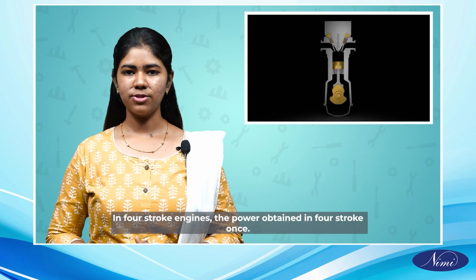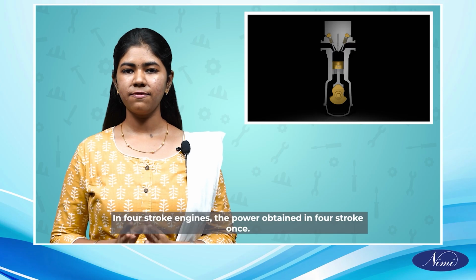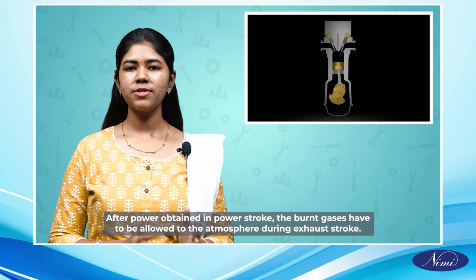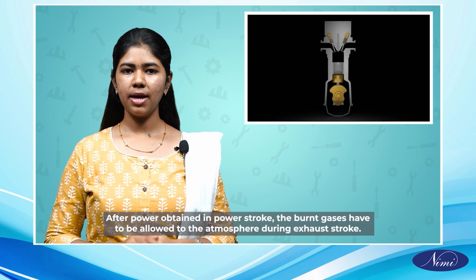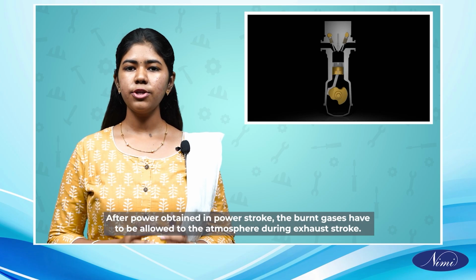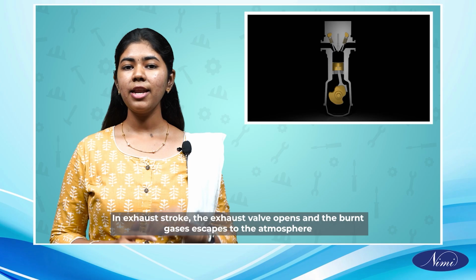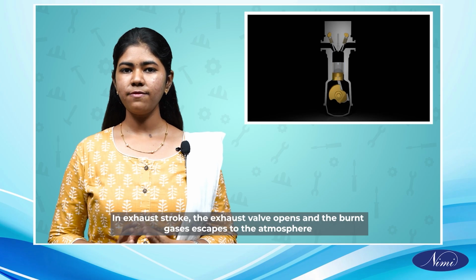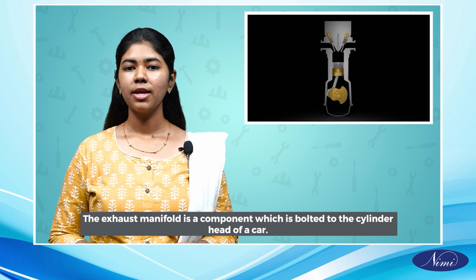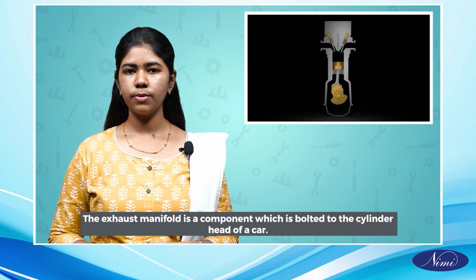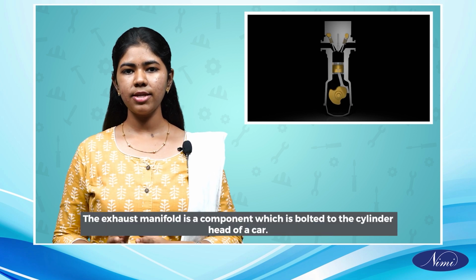In 4-stroke engines, the power is obtained once in four strokes. After power is obtained in the power stroke, the burnt gases have to be released to the atmosphere during the exhaust stroke. In the exhaust stroke, the exhaust valve opens and the burnt gases escape to the atmosphere. The exhaust manifold is a component which is bolted to the cylinder head of a car.